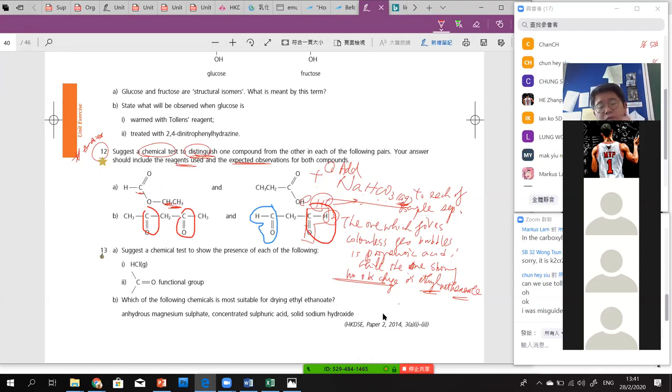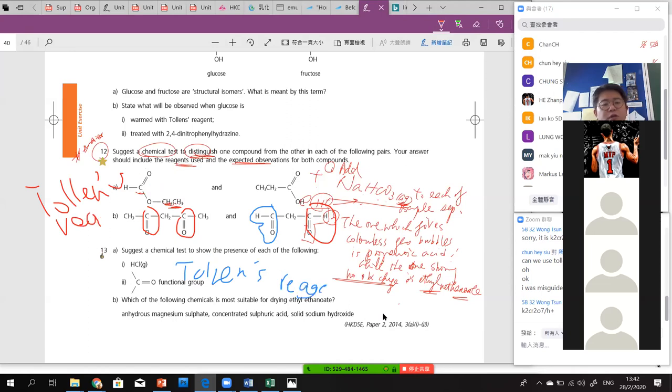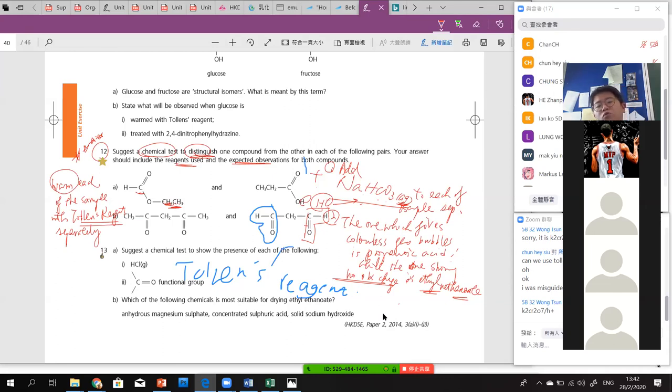How will you distinguish one from another? Yes, you may use K2Cr2O7 acidified and see the color change. If I use Tollens' reagent, somebody loves to write down Tollens' reagent here, right? So you are asked to write down Tollens' reagent, what will be the steps and what will be the observation? Warm each of the samples with Tollens' reagent separately. Remember the term warm, Tollens' reagent. Warm, you need warm. And then what is the observation?